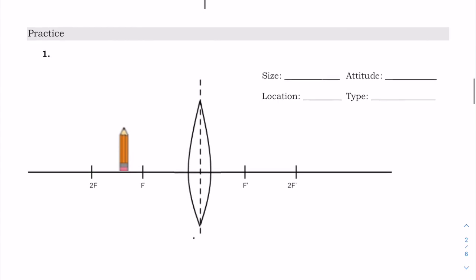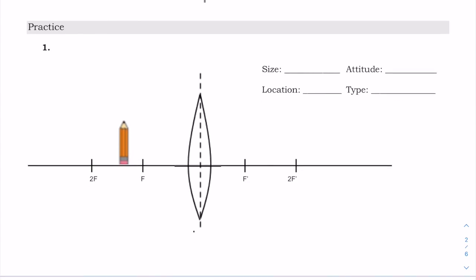Okay, let's continue practicing. Here we have an object between F and 2F. This would actually be a great time for you to pause the video, try it on your own, and when you're ready, click play to resume. Okay, let's draw our rays of light. So the first one that I'll sketch is parallel to the principal axis. And when it hits the lens, it converges, passing through F. Okay, and the second one that I'll draw passes through the optical center.